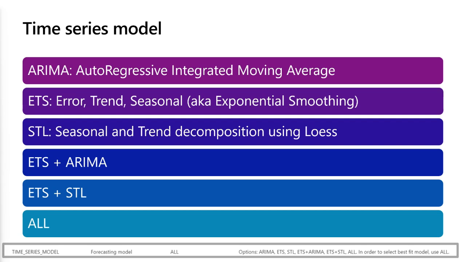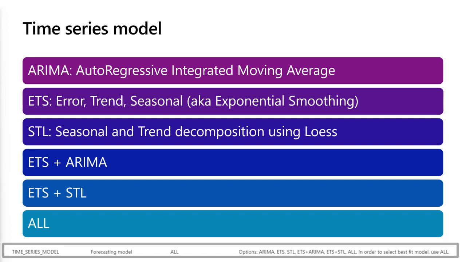And finally, we have the option All, which directs the system to run through all of our options above and pick the model that gets created with the lowest MAPE value. If you don't have a data scientist to direct you, or you're just trying to get started quickly, you would probably start with all and then analyze your forecast outputs to see what model was chosen and how it looks.